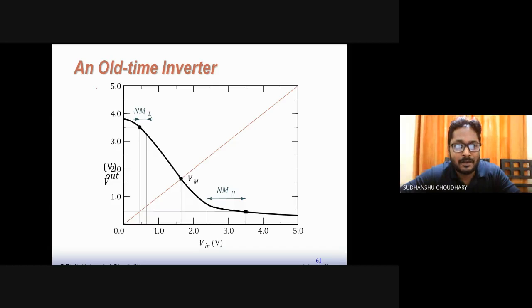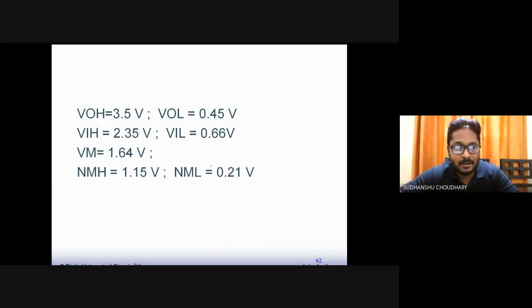Now this is an old time inverter wherein these levels, that is VOH, VIH and VIL, VOL, can be located, and then the noise margin can be calculated. So for example, VOH and VOL are located at these points, that is 3.5 volts and 0.45 volts. Similarly, VIH and VIL are also calculated from the same VTC, and VM is also located, that is somewhere around 1.64 volt.